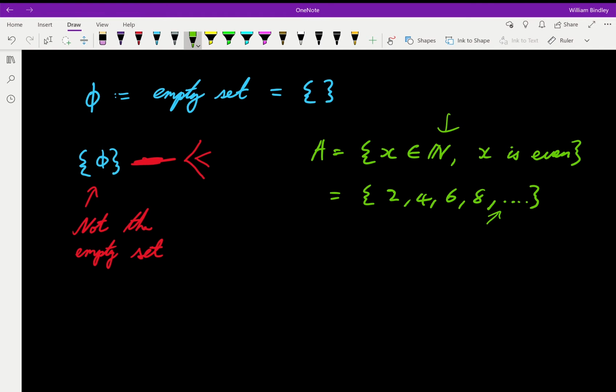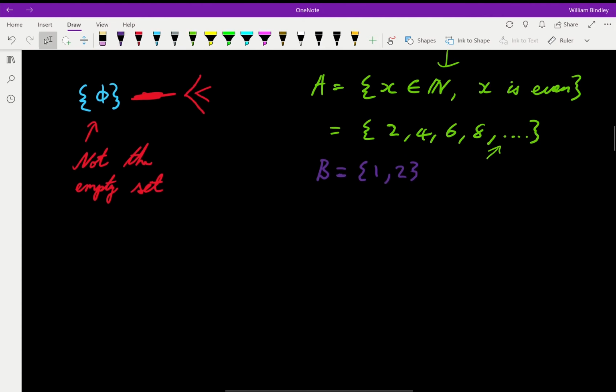So first, let's just construct another set. We'll call this set B, and B equals the set that contains 1 and 2. Now let's define the empty set in terms of a common property shared between the elements of the empty set. And that seems counterintuitive because we know that the empty set doesn't have any elements. So how can there be any common properties between any of its elements?